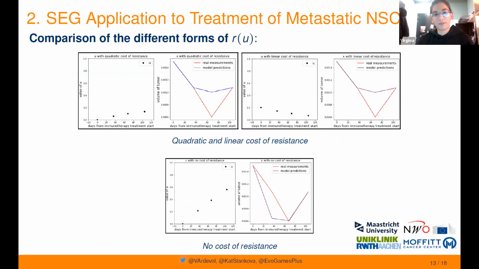And finally, we explored the differences with the different forms of cost of resistance. So above we have a quadratic and linear cost of resistance, and below we have the results with no cost of resistance. So what we observed in general was that if we assume cost of resistance, the quality of the fit in general was higher. However, in some cases, the behavior of U didn't seem to agree with the intuition behind the model. So there is no clear advantage of assuming cost of resistance.